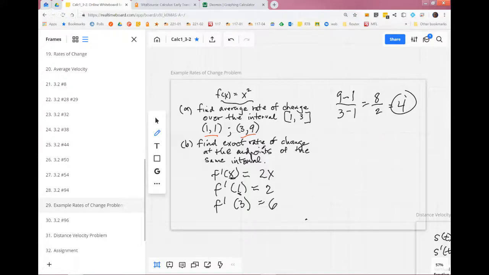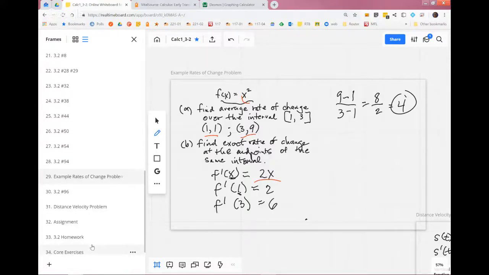Part B, what's the exact rate of change at the endpoints of the same interval? What's the derivative of x squared? 2x, right? Power rule. What's the derivative at 1? 2. The derivative at 3: 6. So here are your exact rates of change at the ends. And again, the average makes sense. The average of 6 and 2 is 4.